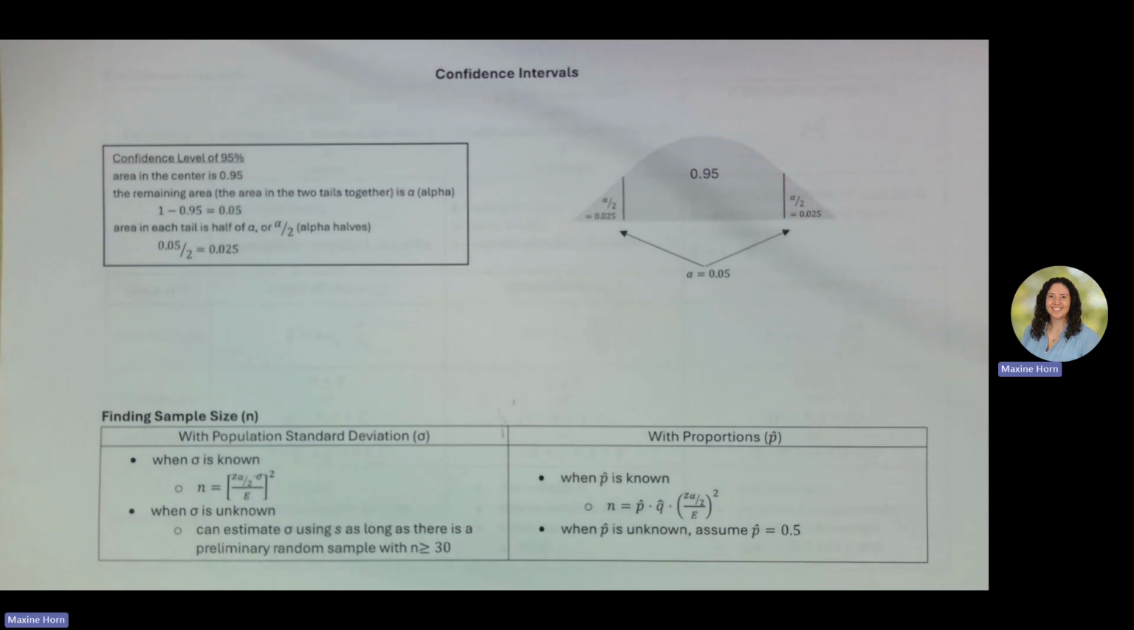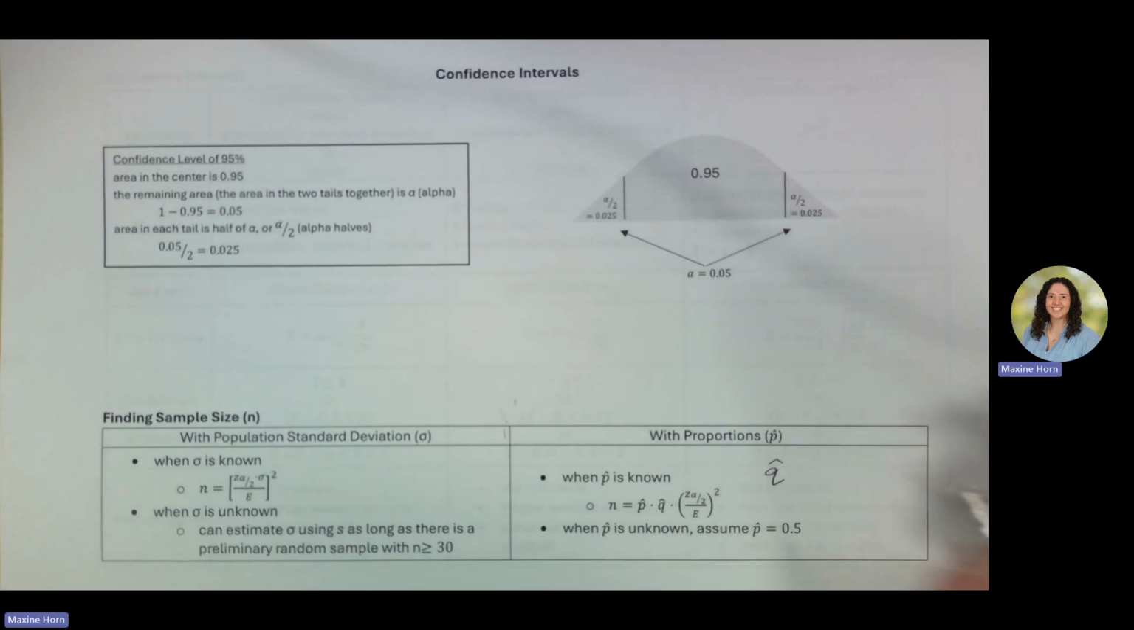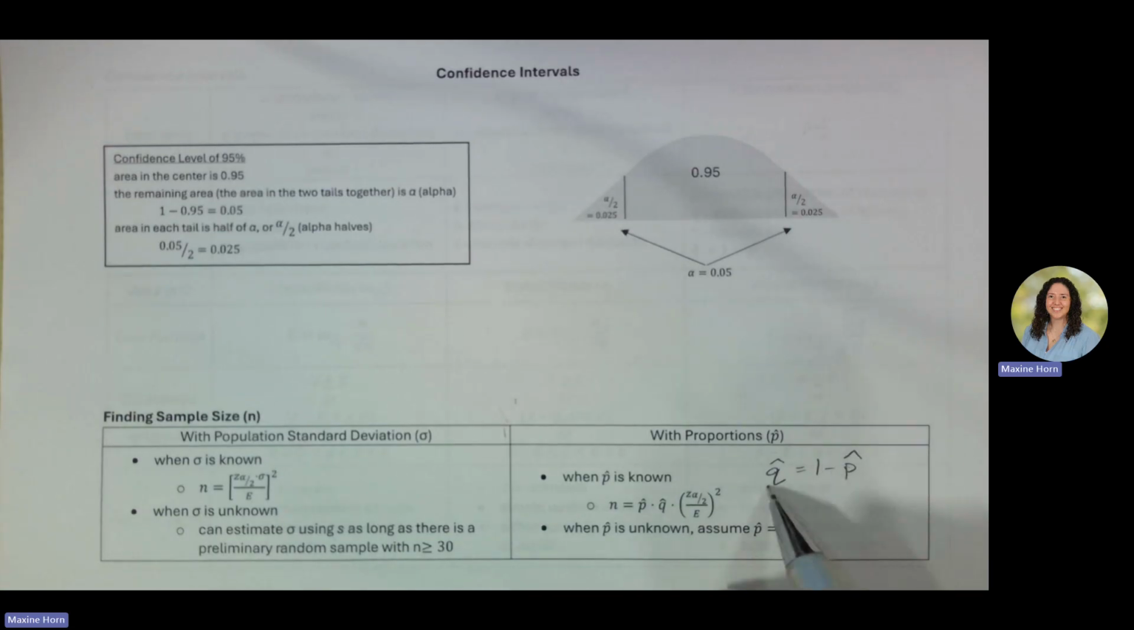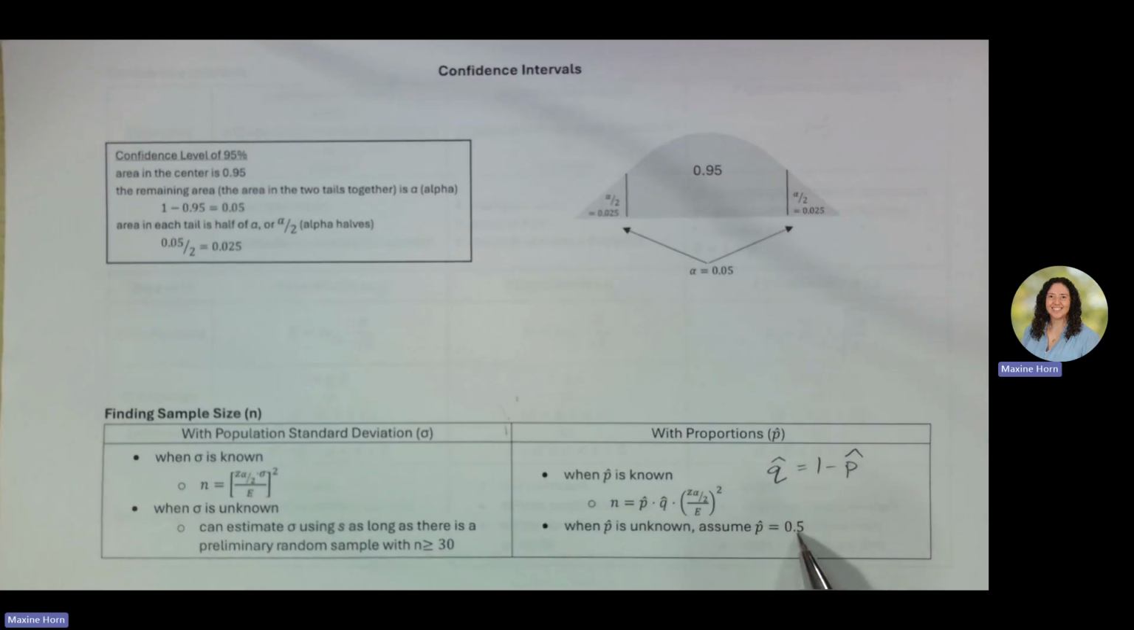For proportions, when you know your population proportion, p hat, then your sample size is going to be p hat times q hat times your z alpha halves, over your margin of error, squared. If you don't know p hat, then you can assume it's 0.5. And remember, I have this written elsewhere on the sheet, but if you have p hat, you can find q hat because it's just the complement of p hat. So you do 1 minus p hat to get q hat. If we don't have p hat, we assume it's 0.5, and then by default q hat is also 0.5.